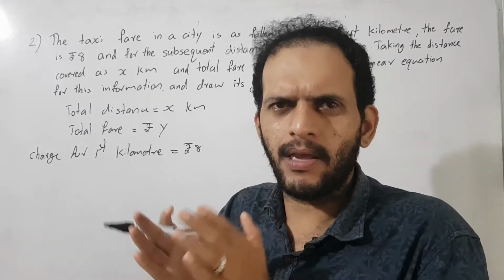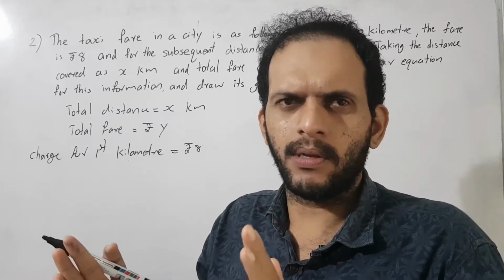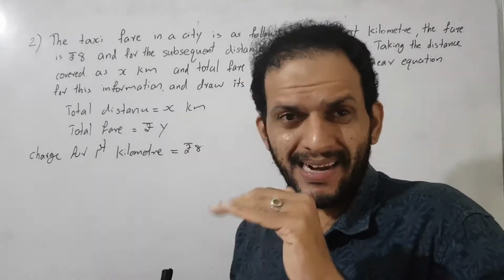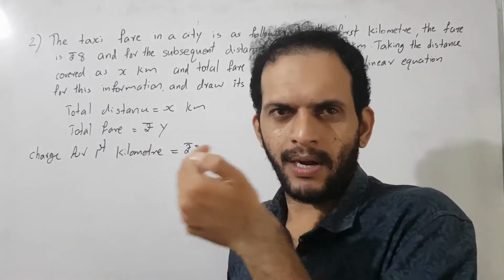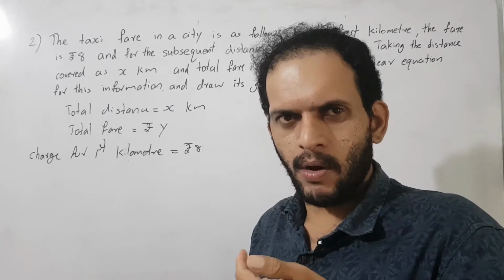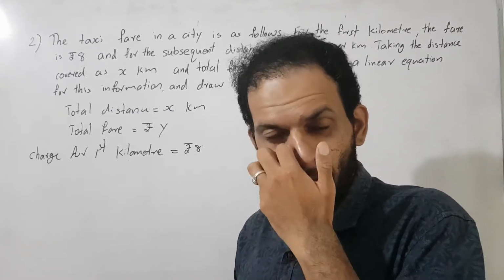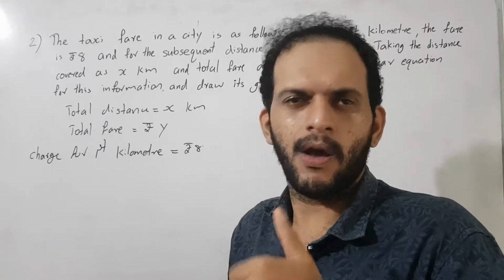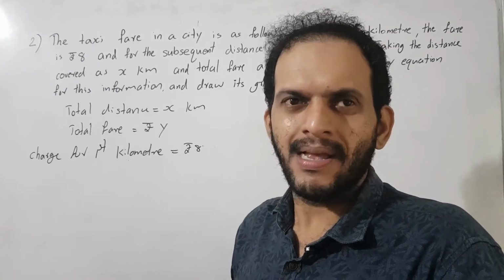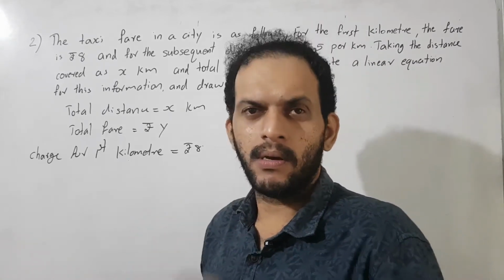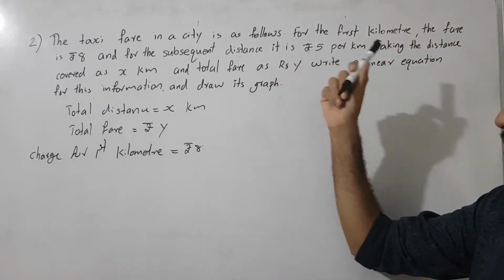If we need to travel 10 kilometers, the first 1 kilometer charge is fixed. What is the 1 kilometer charge? 8. The remaining distance, okay, that means how much is remaining? The total is 10, then 1 kilometer we covered, the price of which we already know, what is that? 8. Then the remaining distance is 9 kilometers, correct? Then for that 9 kilometers, per kilometer we need to pay ₹5.